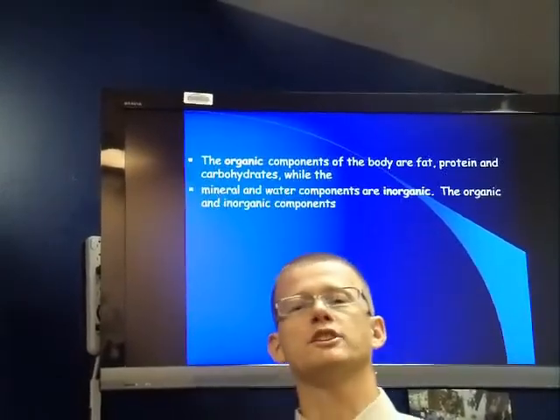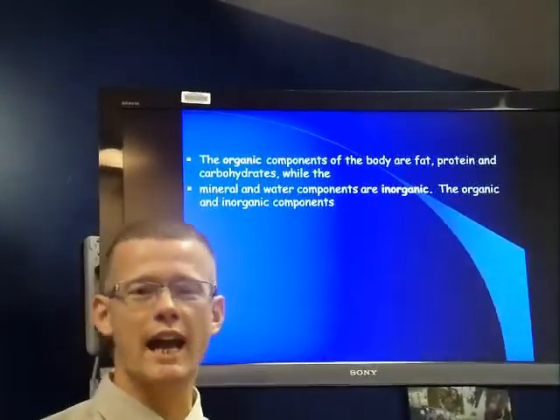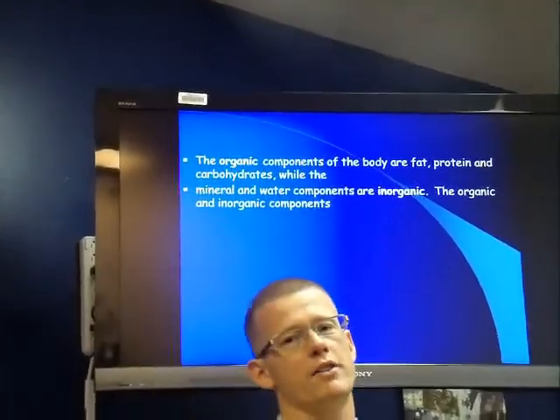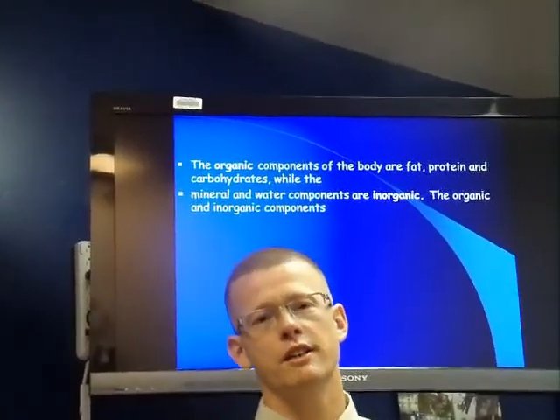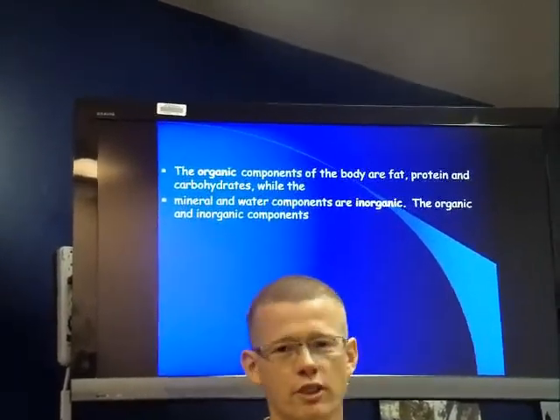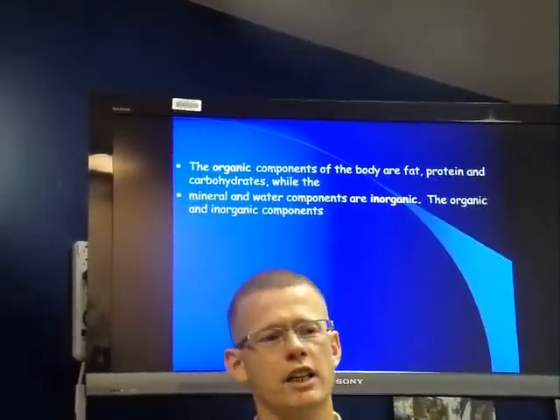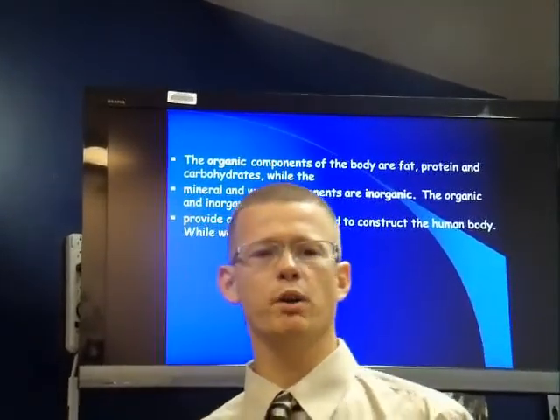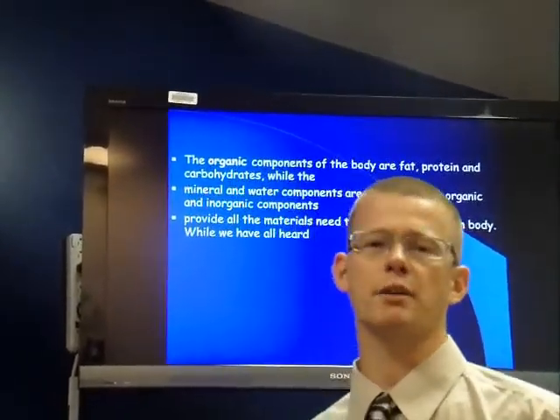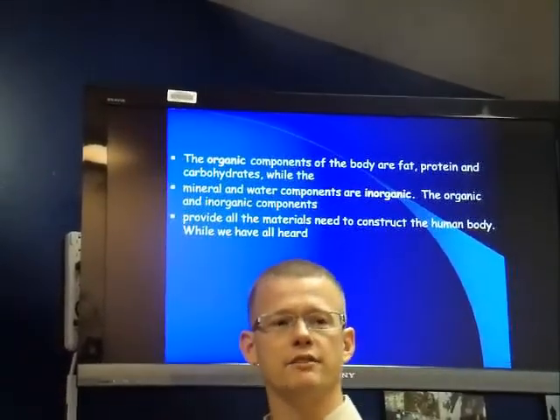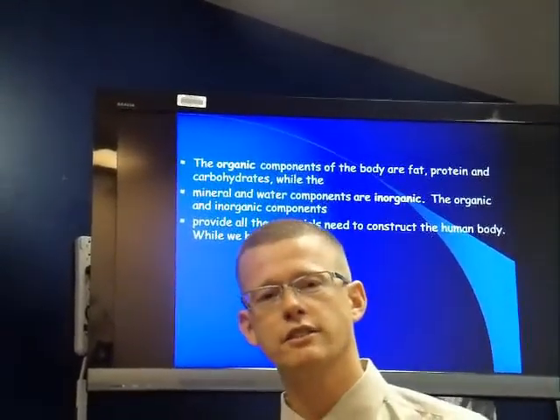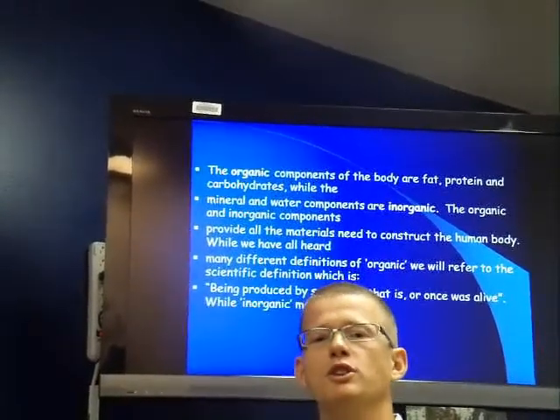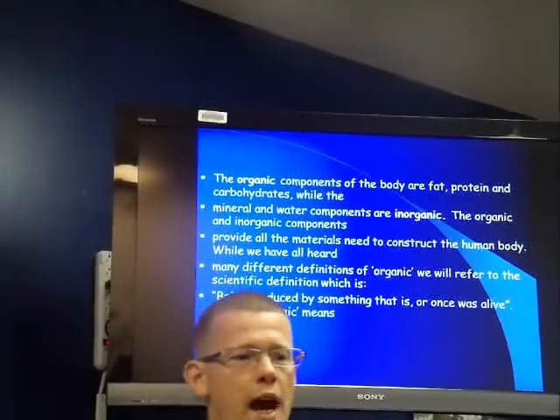An organic compound is something that either was produced by something that is now living or was living when it was produced. An inorganic compound, then, is something that was produced by something that wasn't necessarily ever alive and doesn't intend to be alive. Some examples, just to clarify: minerals and water components are considered inorganic compounds. But things like fat, protein, and carbohydrates are considered organic. These materials are absolutely essential in constructing the human body.